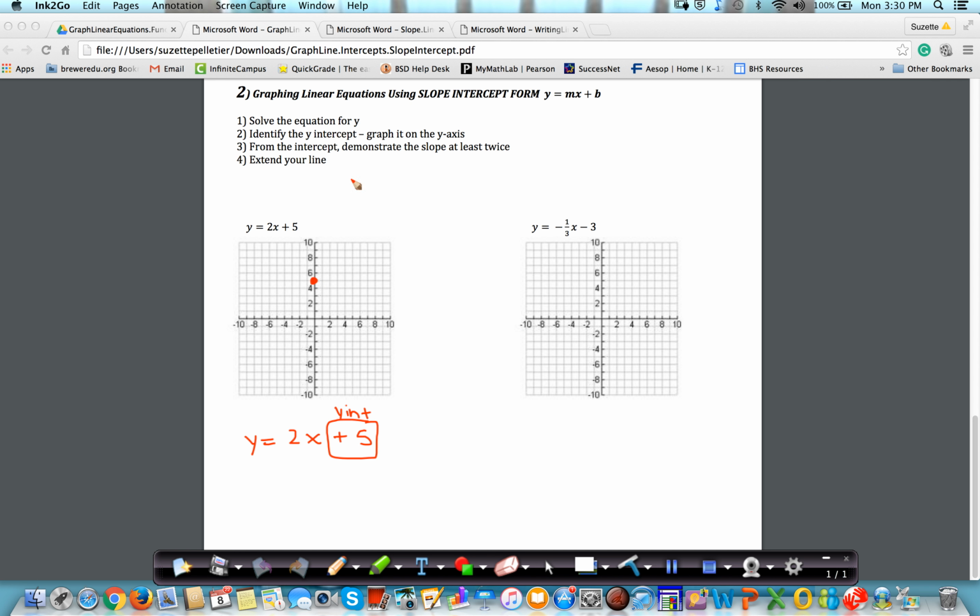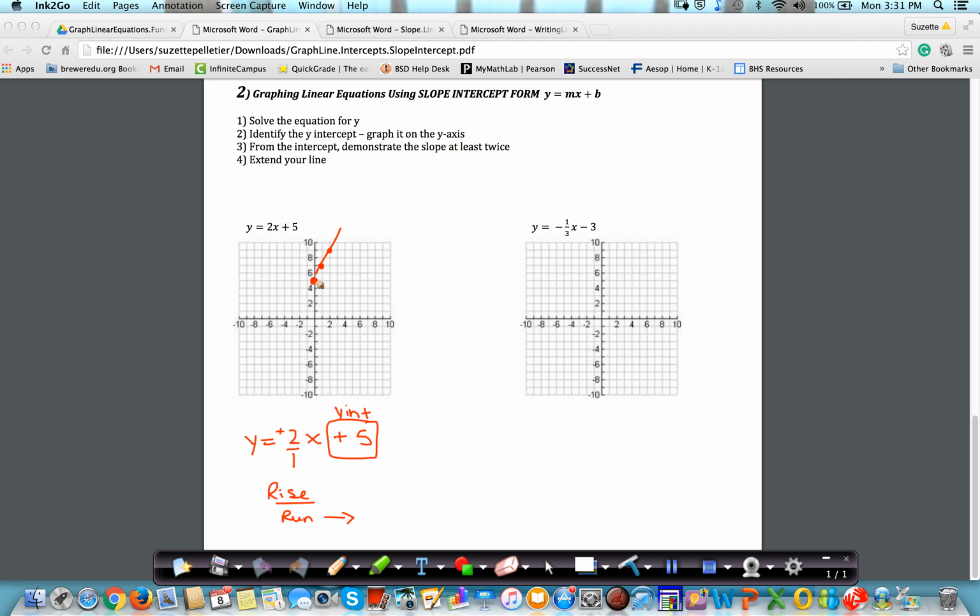Okay? From the intercept, demonstrate the slope at least twice. So I have to do the slope from that point twice. The slope is the number in front of the x. It's a whole number, which means I can put it over 1. And since it's a +2, it means that I'm going to rise 2 and run 1. Because remember, slope is rise over run. And we always run that way because that's the way we read. So I'm going to go up 2, rise 2, and run 1. Rise 2, run 1. So there's the equation.